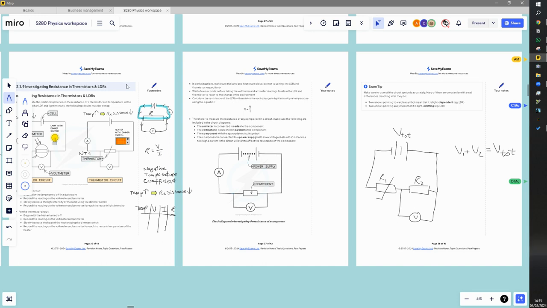Okay. Now also, the voltage is equal to the current times the resistance. This would mean that as I increase the resistance, the voltage will increase.